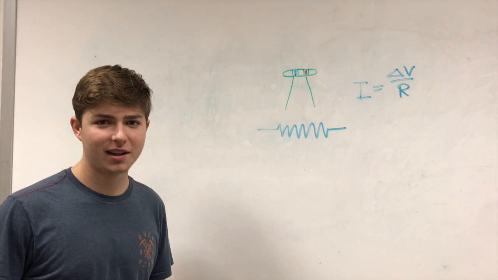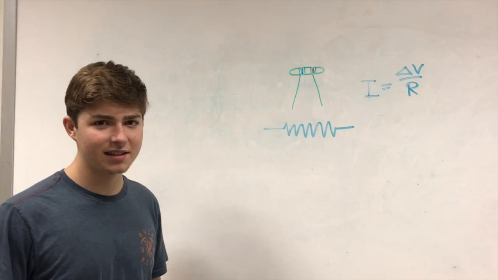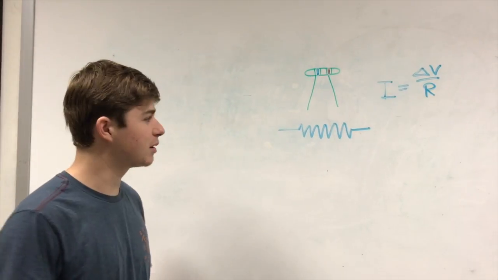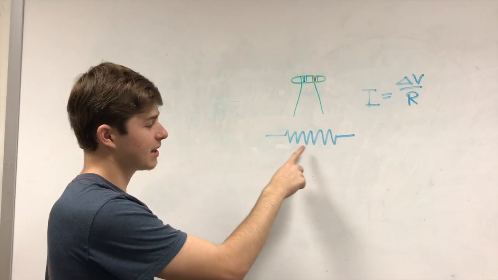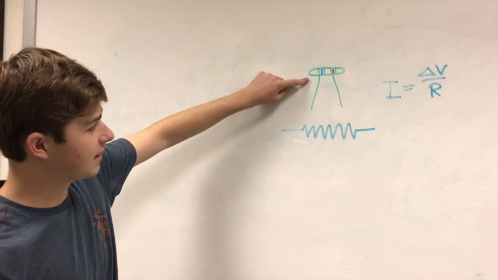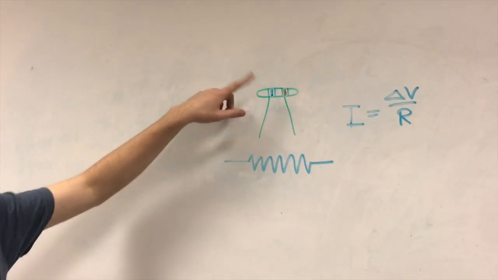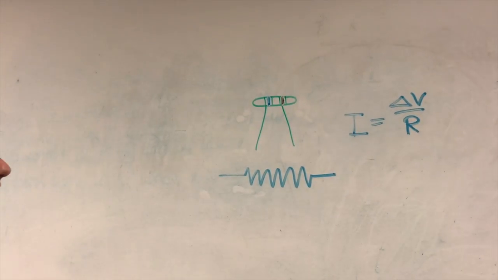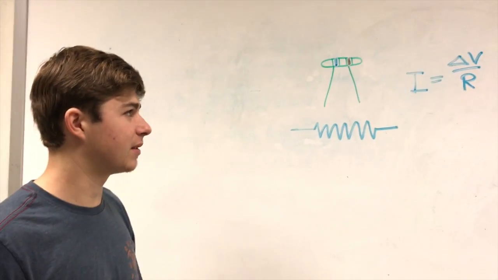In this video, we're going to be talking about resistors and resistance. When you're building a circuit, most of the time you'll see resistors expressed as this kind of thing right here. But in reality, they look more like this thing right here, where the different colored bands represent different resistance values that you can have for a resistor.